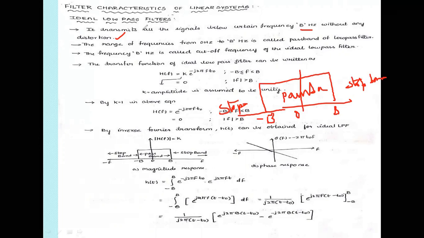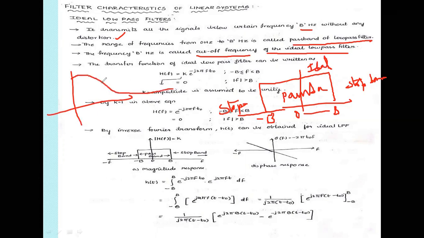It transmits all the signals below a certain frequency B hertz without any distortion. The range of frequencies from 0 to B hertz is called the pass band of the low pass filter. The frequency B hertz is called the cutoff frequency of an ideal low pass filter. This characteristic is the ideal low pass. In a practical low pass filter there is some transition band. Slowly it decreases, not suddenly decreasing to 0.